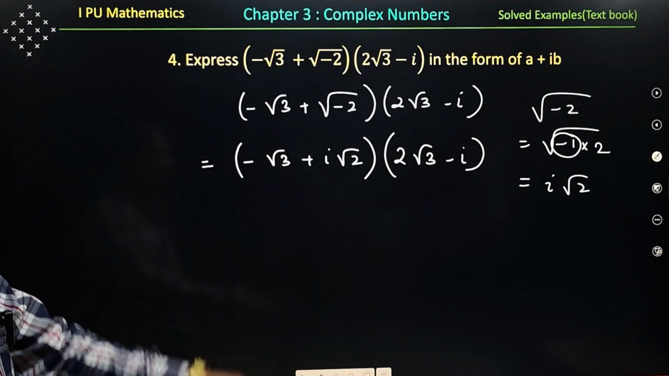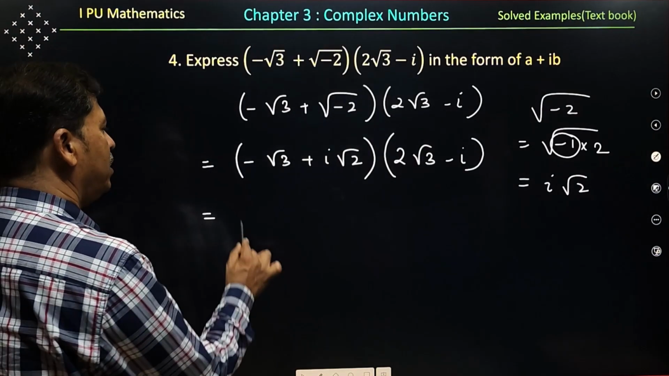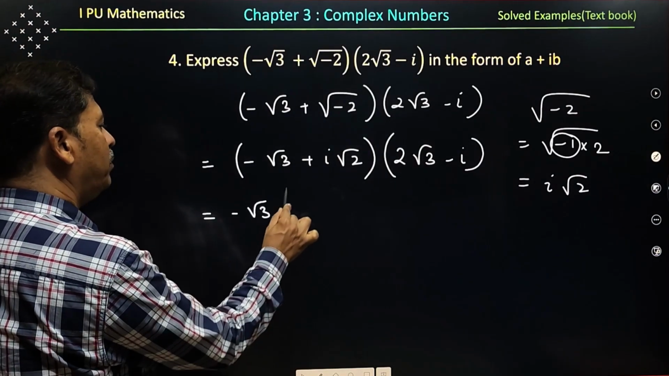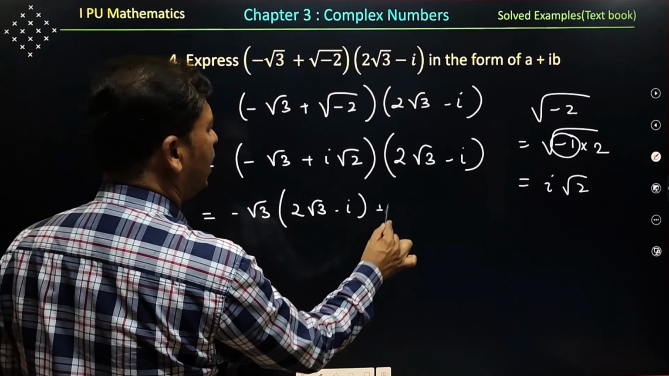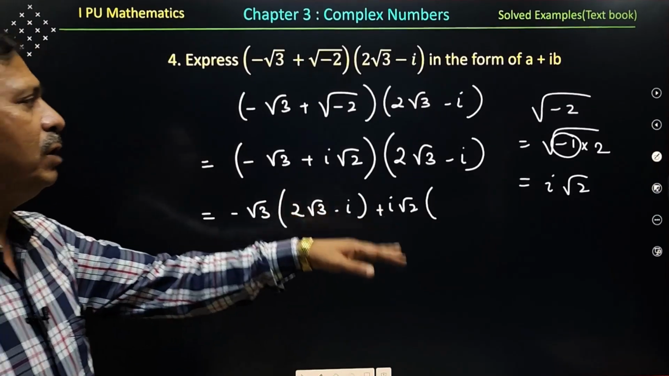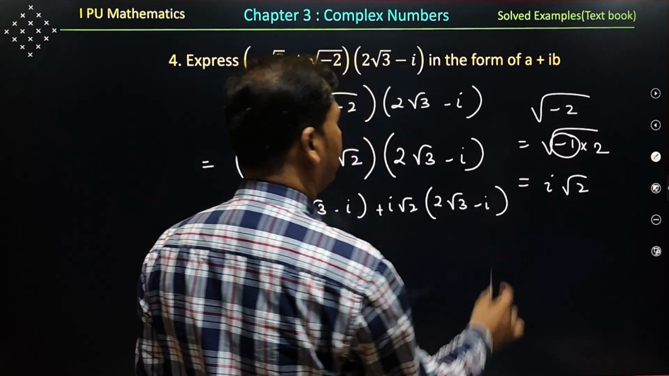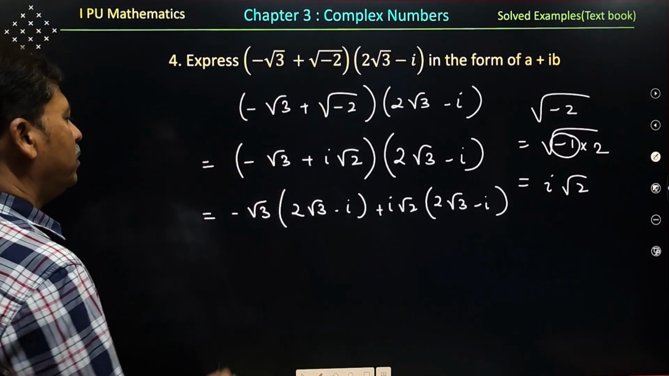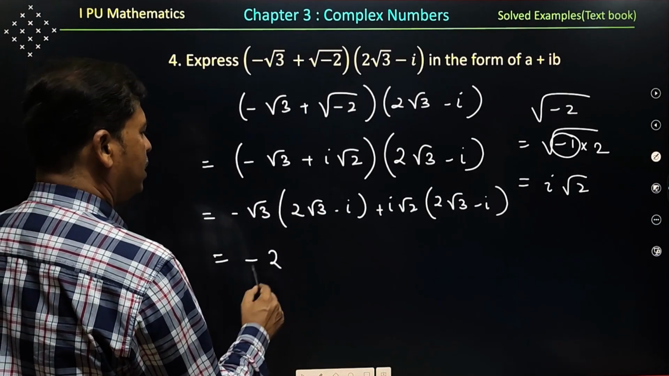Now as usual multiplication. You do routine multiplication, multiplying binomials, do it the same way. Take minus root 3, put a bracket, 2 root 3 minus I. Next, plus I root 2 is the second term, take it, put a bracket, 2 root 3 minus I. 2 root 3 and then minus I here. Okay, this is equal to minus sign as it is outside, 2 also as it is.